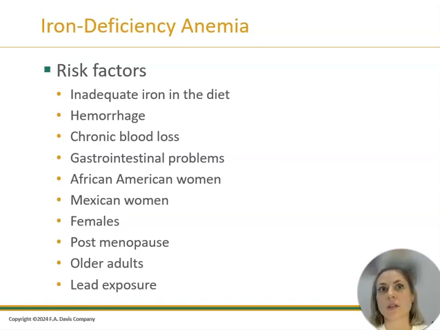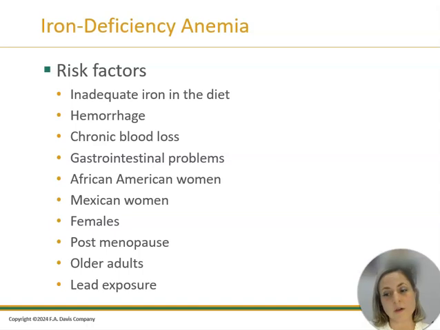So chronic blood loss could be a microbleed in the bowel. It could be heavy menstruation in females. That's going to lead eventually to a loss of iron stores, because you're constantly using up all that iron. You don't have anything stored anymore to make more red blood cells. African American women and Mexican women are at higher risk for iron deficiency, and females in general, and that's probably because of the menstruation piece.